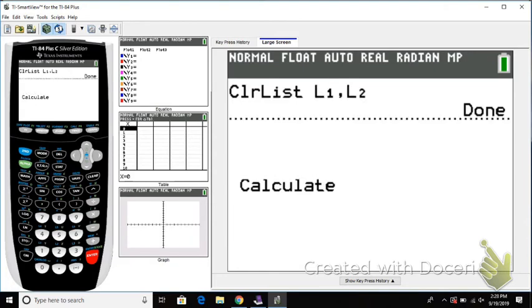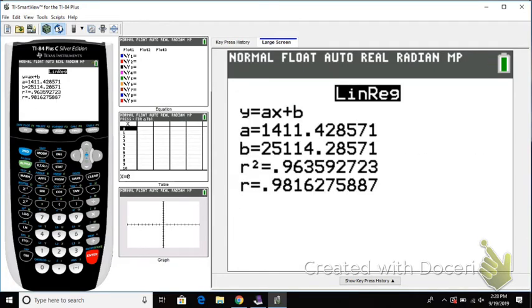And then calculate, and you should get your equation. Your equation here is going to be y equals, this is what you're going to have to write down on your paper, right? Y equals 1411.43 x plus 25114.29. Is this a good predictor? It's very good because it's a 96, so it's like 96% accurate by looking at R squared.